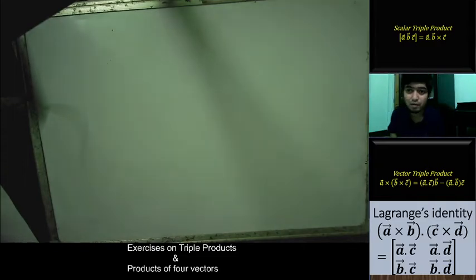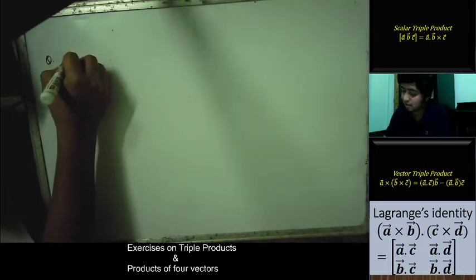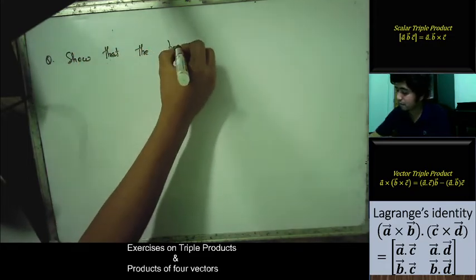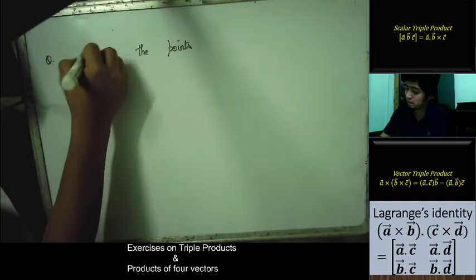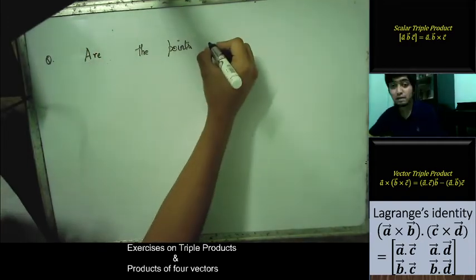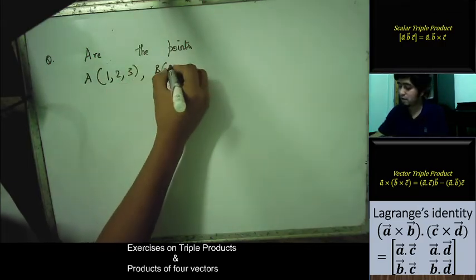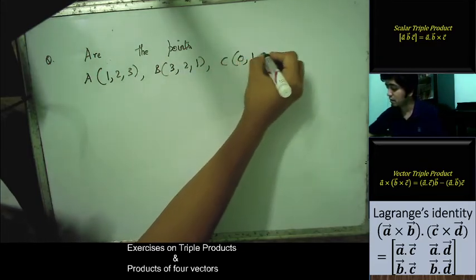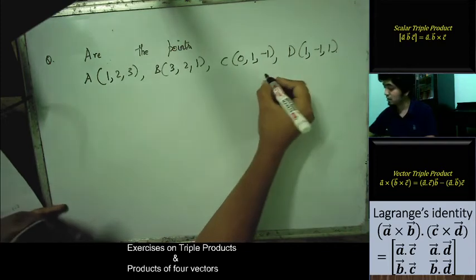If you remember, 3 vectors are coplanar if and only if the box product is 0. But what if you are given this kind of question: show that, or maybe, are the points A, okay, we can just make up a few points, B 3 2 1, C 0 1 minus 1, and D 1 minus 1 1 coplanar?